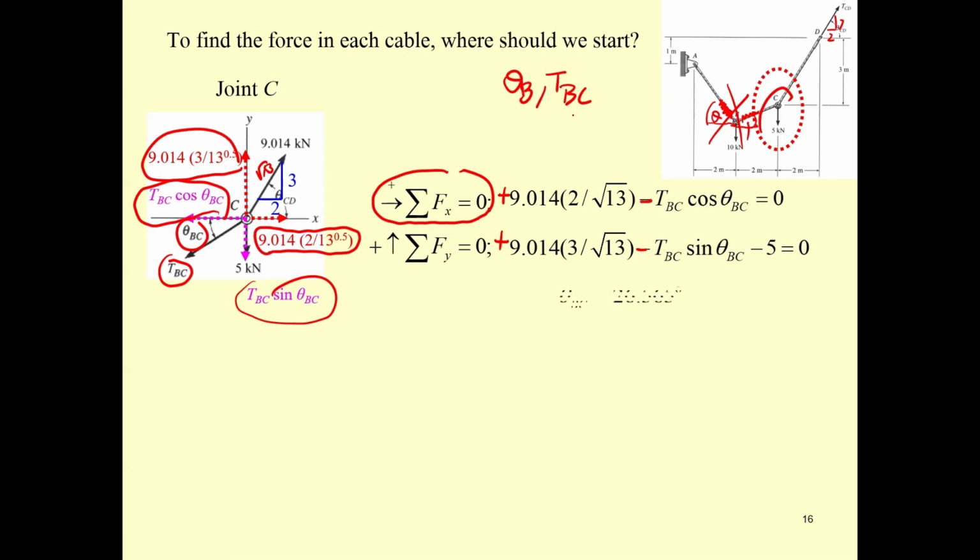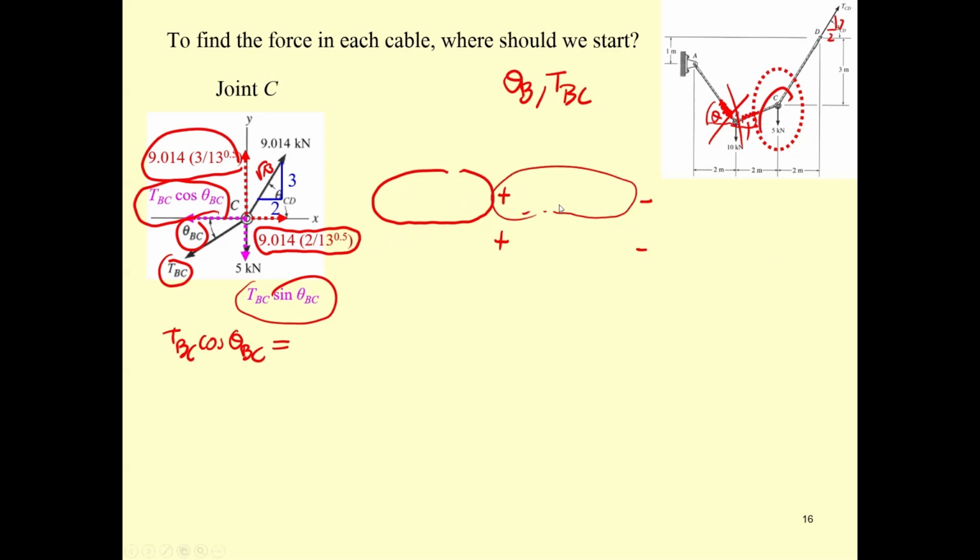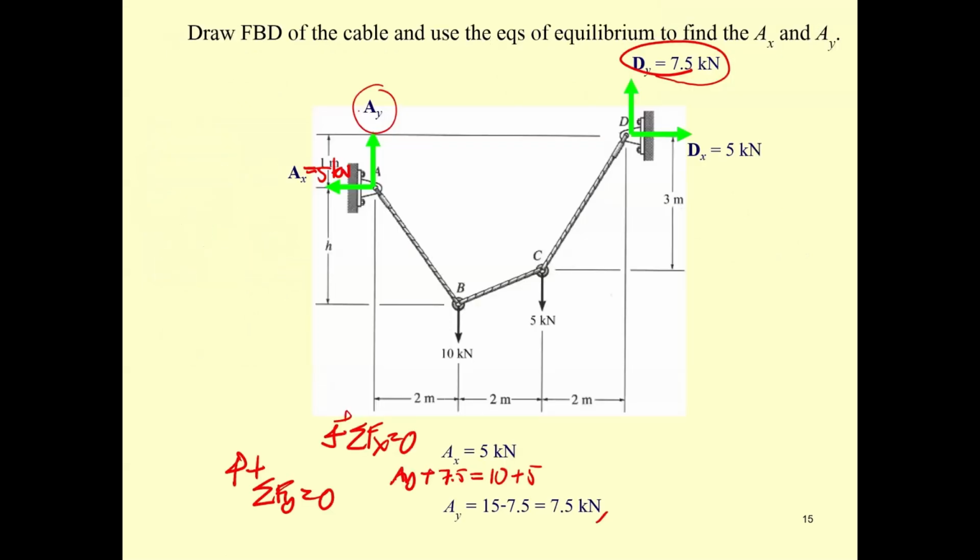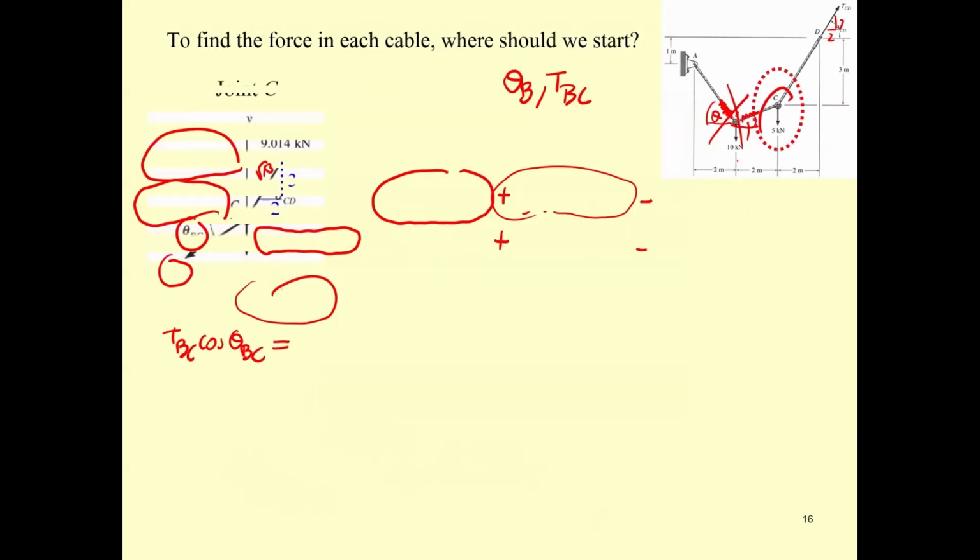How to solve it? This one you got to write it again. For this one you will get T sub BC cosine theta sub BC equal to this one, 9.014. That's going to be the force in the x direction. You will get this one to be 5. Another one going to be 7.5.